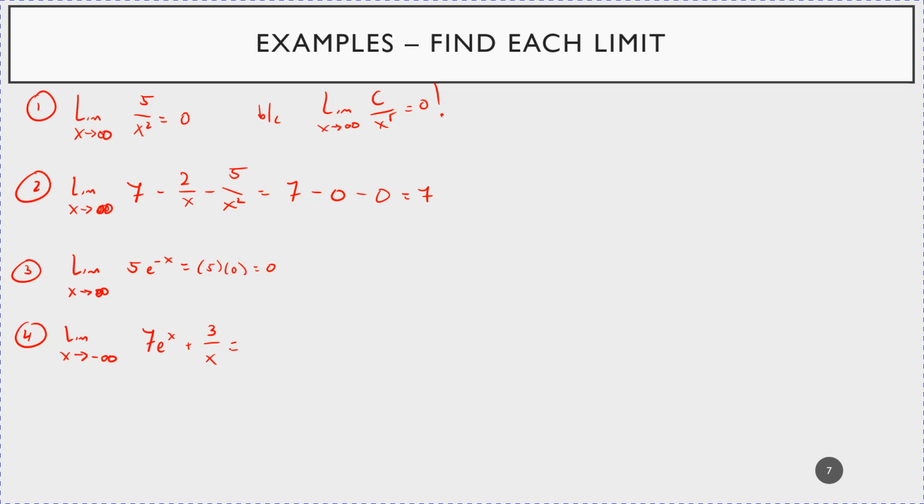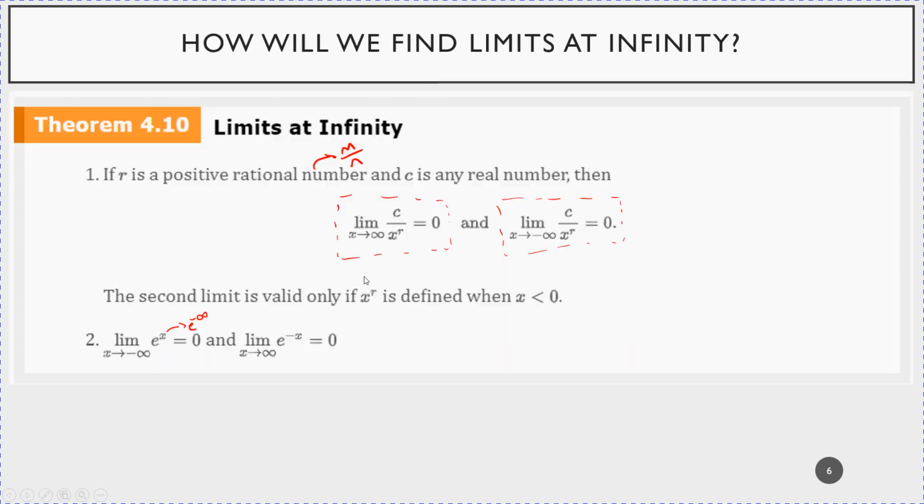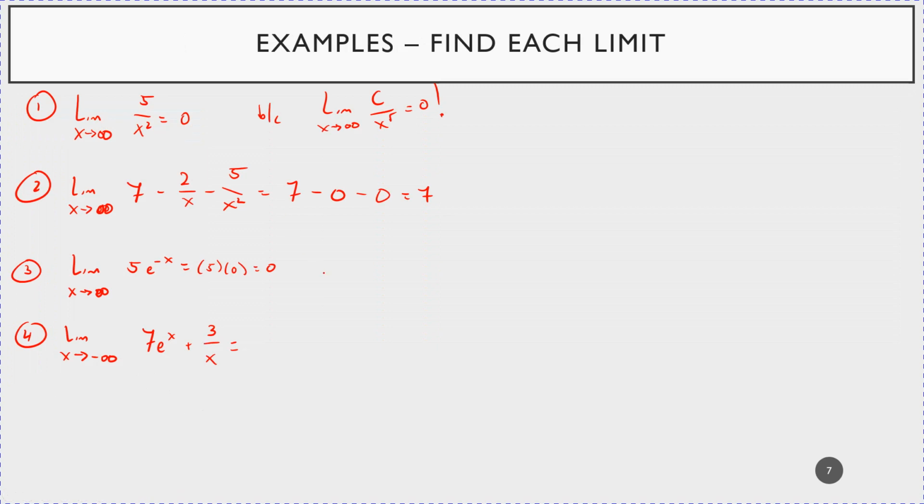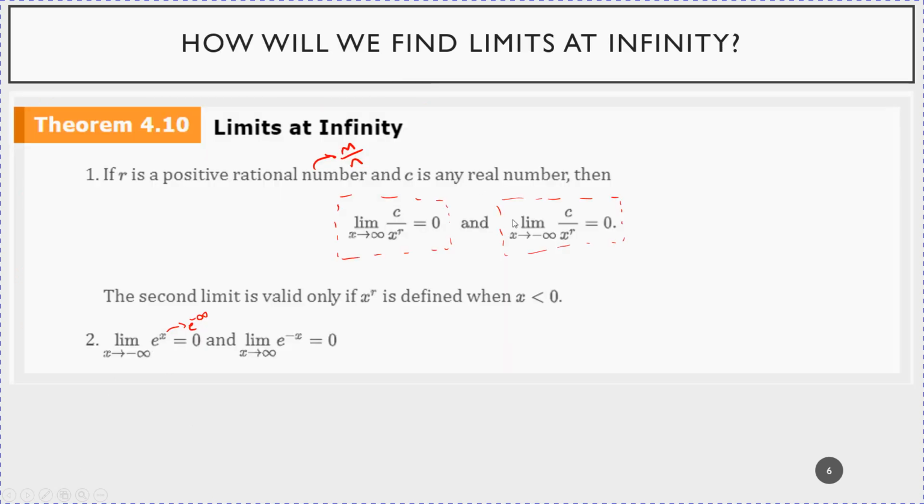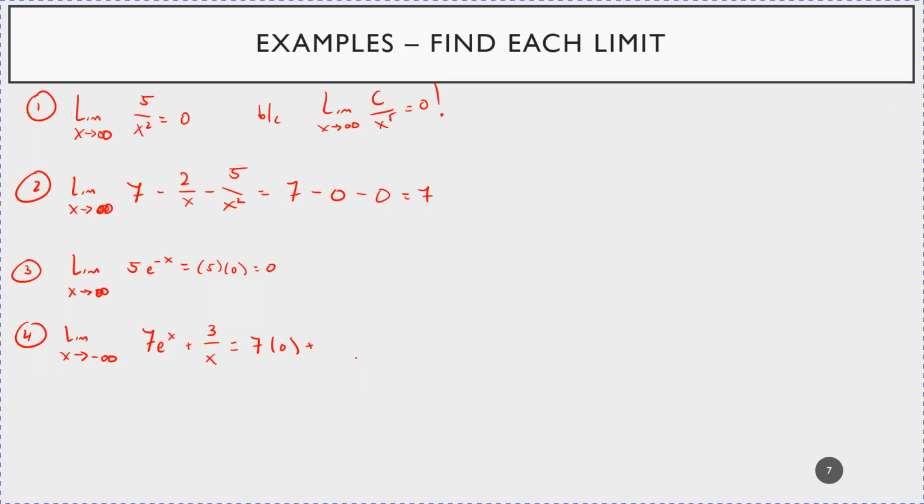Okay, we'll just follow your rules, right? Limit as x goes to negative infinity of e to the x. Boom, that's 0. So this is 7 times 0, plus 3 over x as x goes to negative infinity. That's just 0 by this rule. Well, 7 times 0 is 0, plus 0 gets you 0.